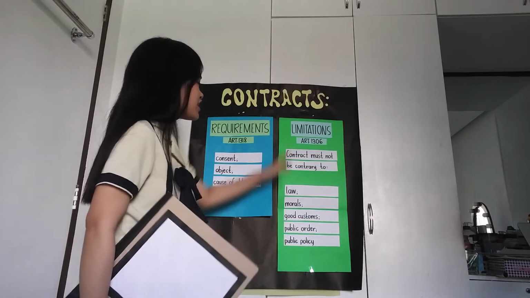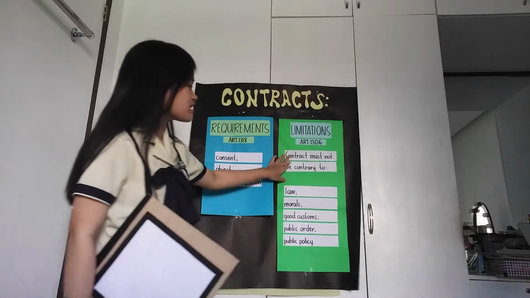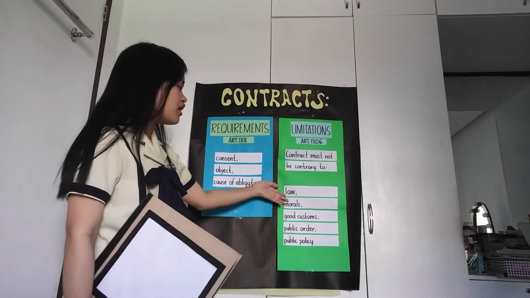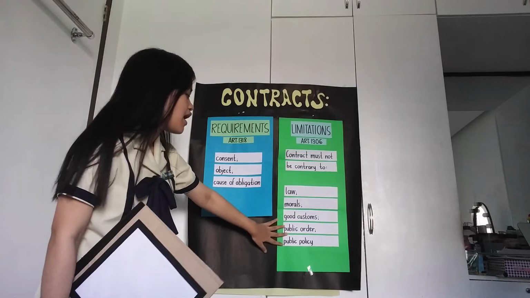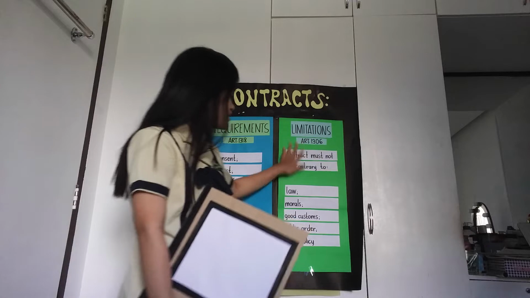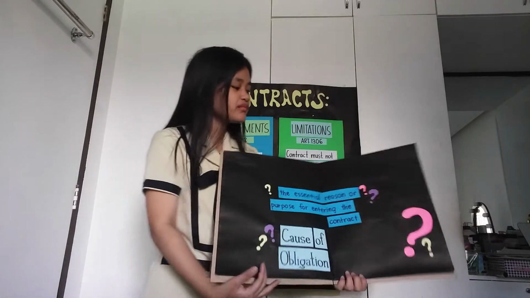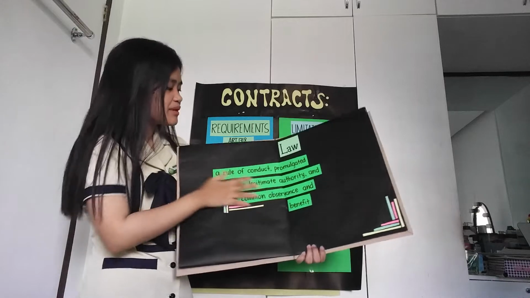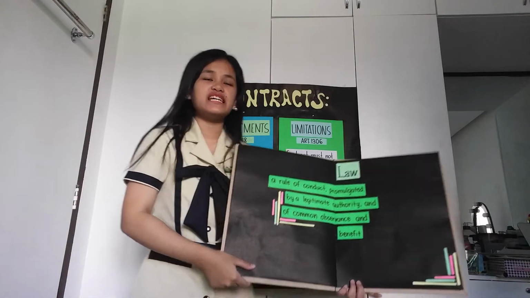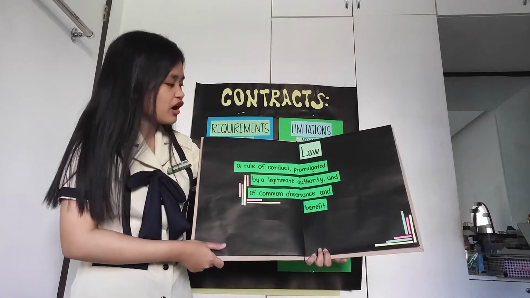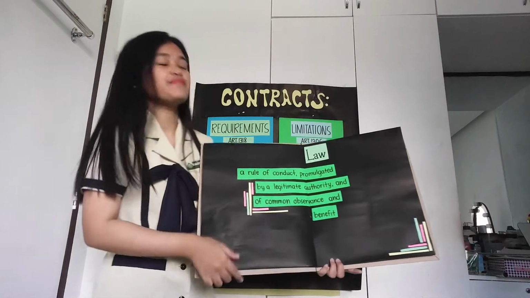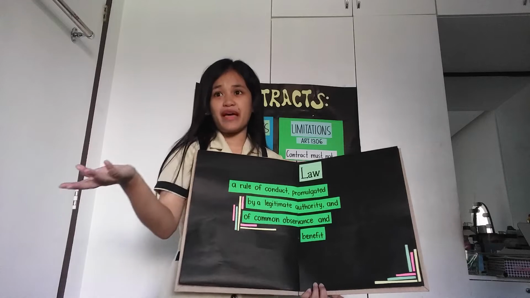So for the limitations, according to Article 1306, the contract must not be contrary to the law, morals, good customs, public order, and public policy. And we'll go through them one by one. Okay, so we first have the law. Simply put, the law refers to the obligatory rules of conduct that we should follow because these are enforced by a legitimate authority or the government per se.